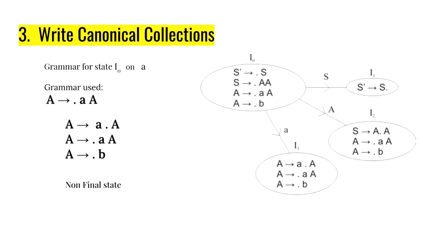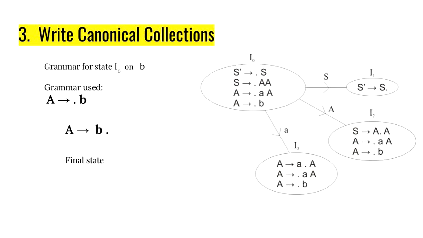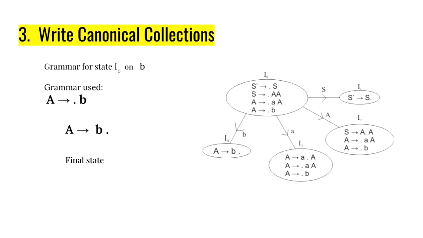The next production we will look at is A derives .b. So the input will be b because it is after the dot. After the input b, it becomes A derives b. because the dot shifted one position to the right. Again you see that the dot is at the extreme right of the production, so it becomes a final state. The diagram will look something like this. Now again, if you look at I2, we can still parse the grammar.